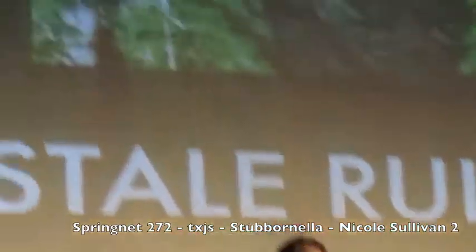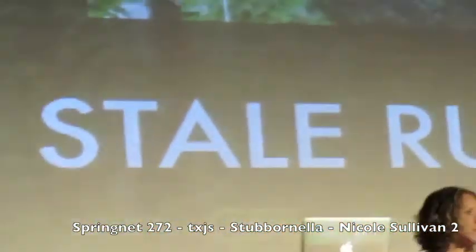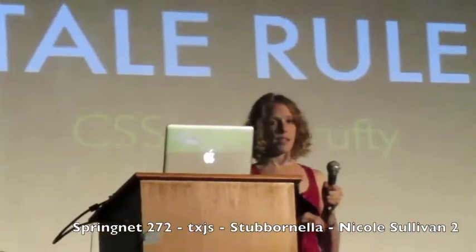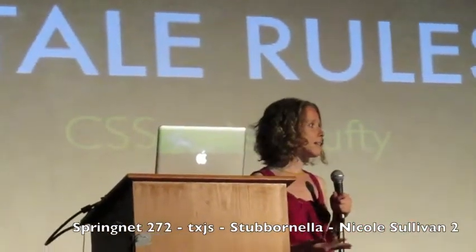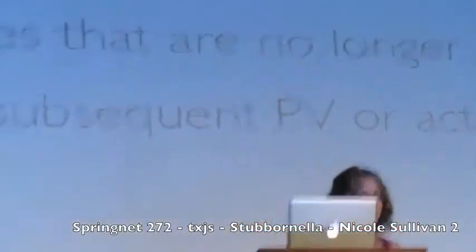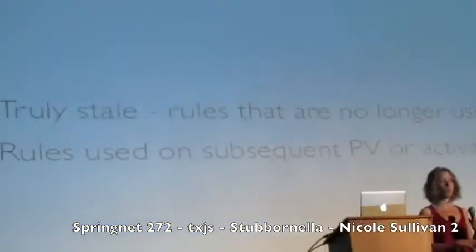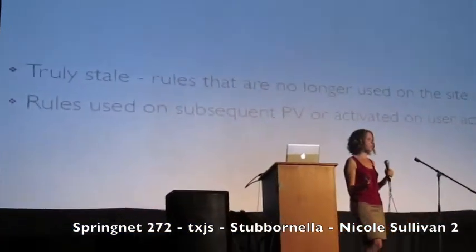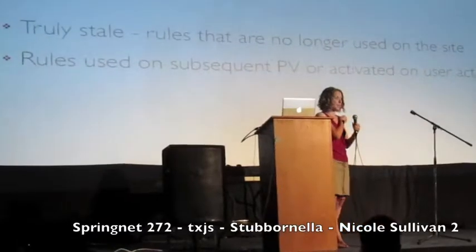Okay, so stale rules. This is an obvious one. CSS gets crufty. Stuff gets left over that isn't intended to stay in the files, things that aren't used anymore. One important thing to note is that stale actually means two different things. There's truly stale, which is a rule which is absolutely not being used in your site anymore and just needs to be deleted, but hasn't been.